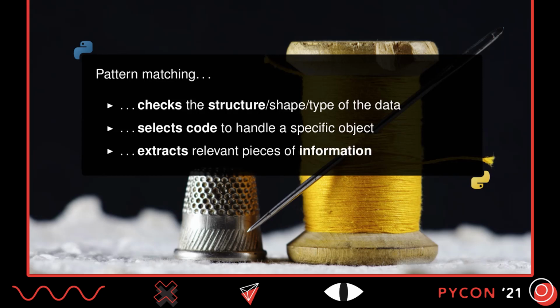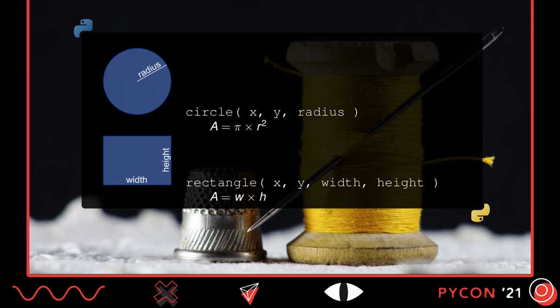Let me illustrate all that with a very simple example. Let's assume we have two classes. The first class is to handle or to represent circles. The second class represents rectangles. Now, each of these classes has attributes for the position, x and y, as well as the size, which is the radius for circles, width and height for the rectangles.